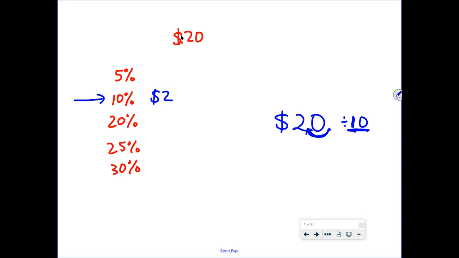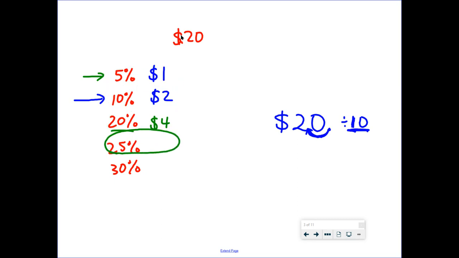So write that down, $2. Now based on that, once you have that, you can find all these other values relatively easily. So what is 20%? Well, 10% is $2, so 20% would be $4. What about 5%? Now think about it. If 10% is $2, 5% would be half of that, or $1.